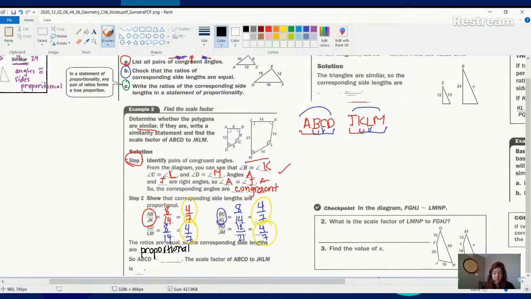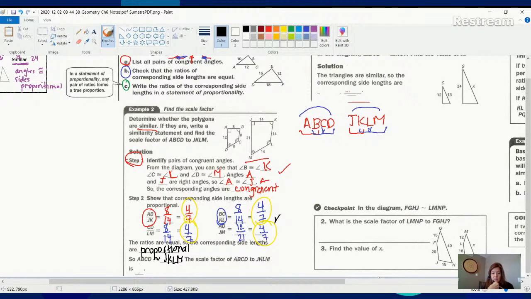So that's good, right? So we've met the second part of similarity. We've got the angles are congruent and the side lengths are proportional. So here we can conclude, I just wrote on top of it, ABCD is similar to JKLM.